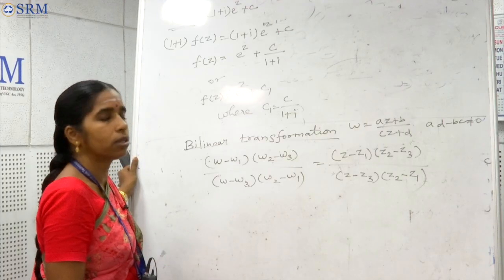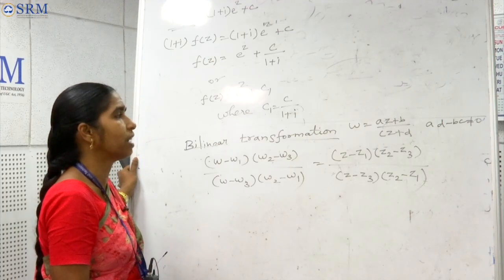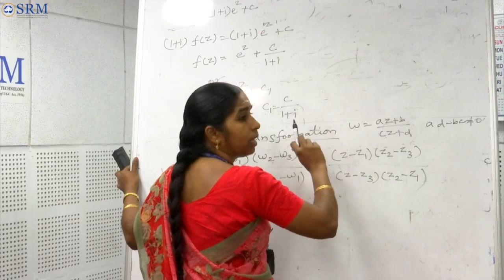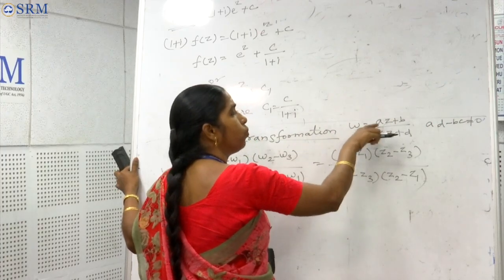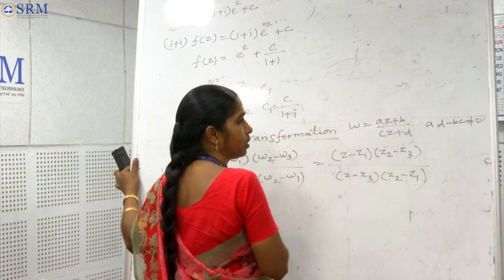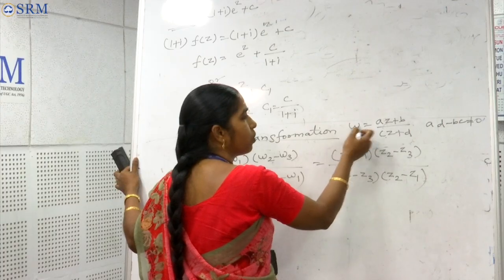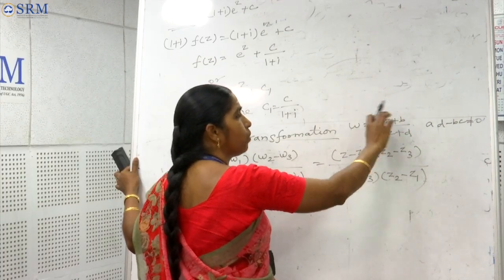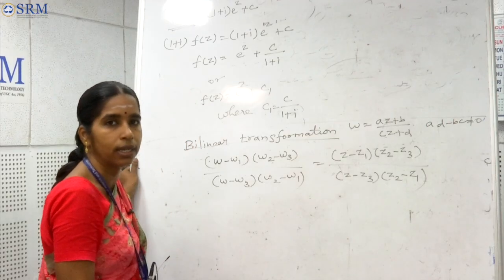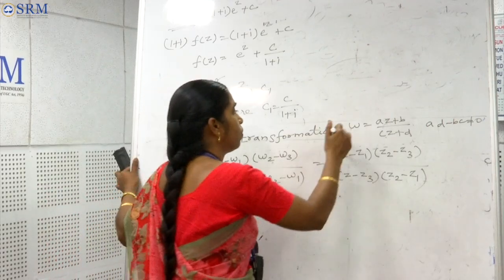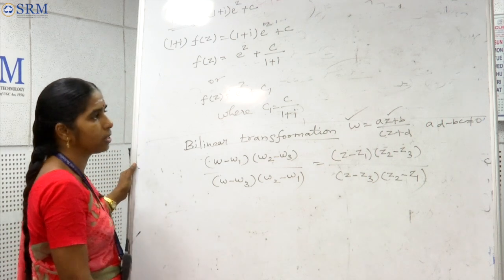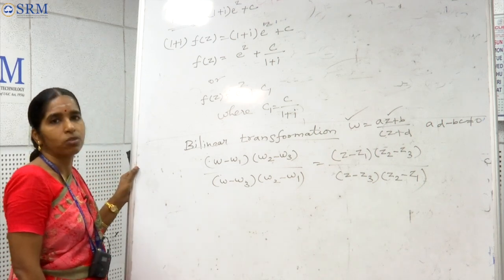Why is it called a bilinear transformation? You rewrite that equation in linear form. There are two variables, one is W and the other is Z. You cross multiply and collect everything on one side, with the other side equal to 0, so the equation is linear in both W and Z. That's why it is called a bilinear transformation.